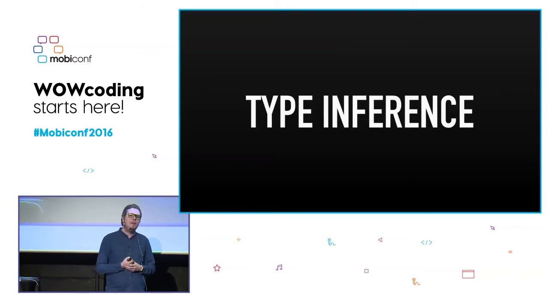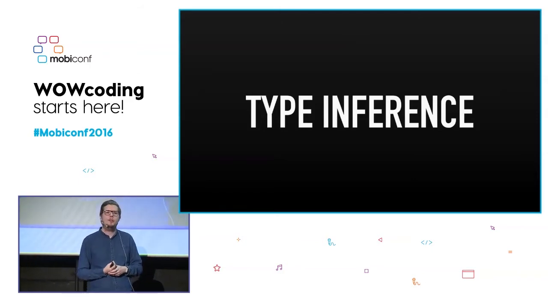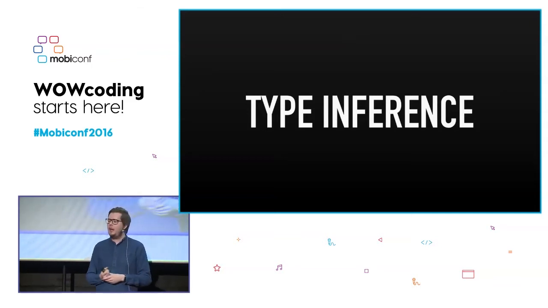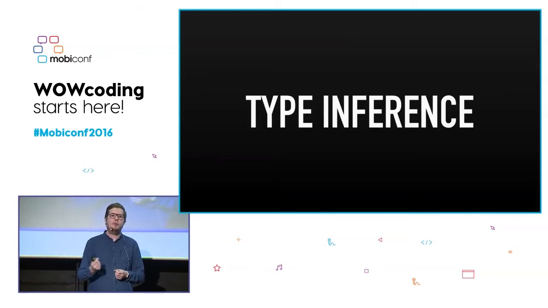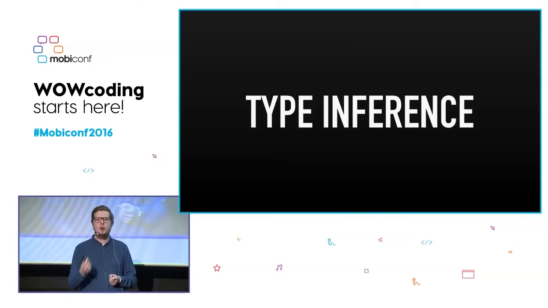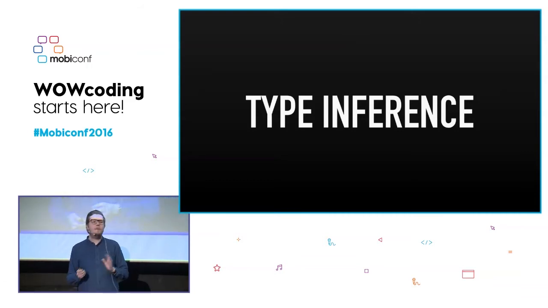So I started thinking, maybe I can use type inference to decode my JSON. Maybe I can leverage the type system and the compiler to do a lot of the heavy lifting for me, so I don't have to do this repetition over and over again. So I started very, very simple.